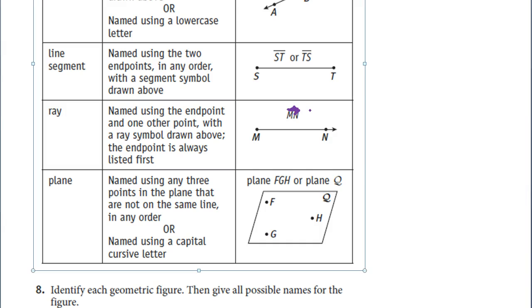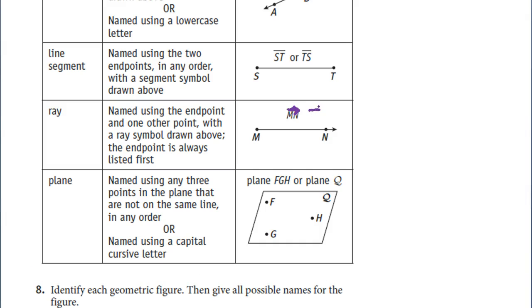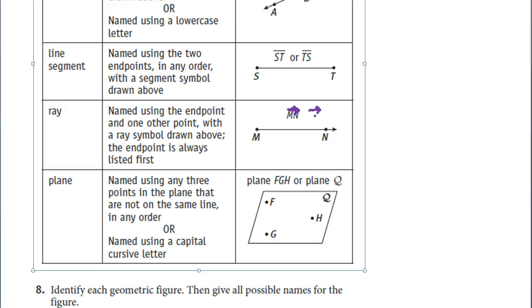This is a little blurry here. Let me redo the ray symbol. It's a tiny little ray, put the capital letters underneath. Okay, last one, a plane or a flat surface. This is named using any 3 points in the plane that are not on the same line. Or you can name it using a capital cursive letter. So this drawing here, this is plane FGH or FHG, the order doesn't matter, or you could call it plane Q.